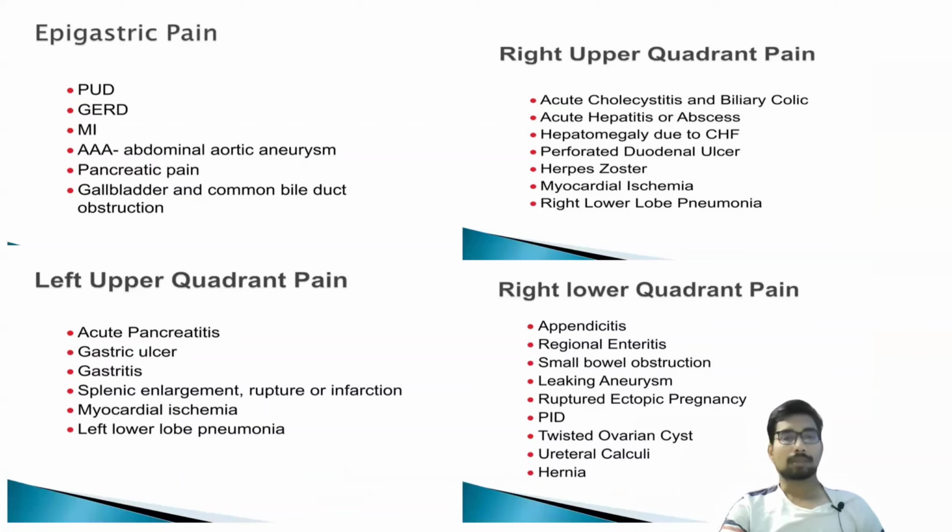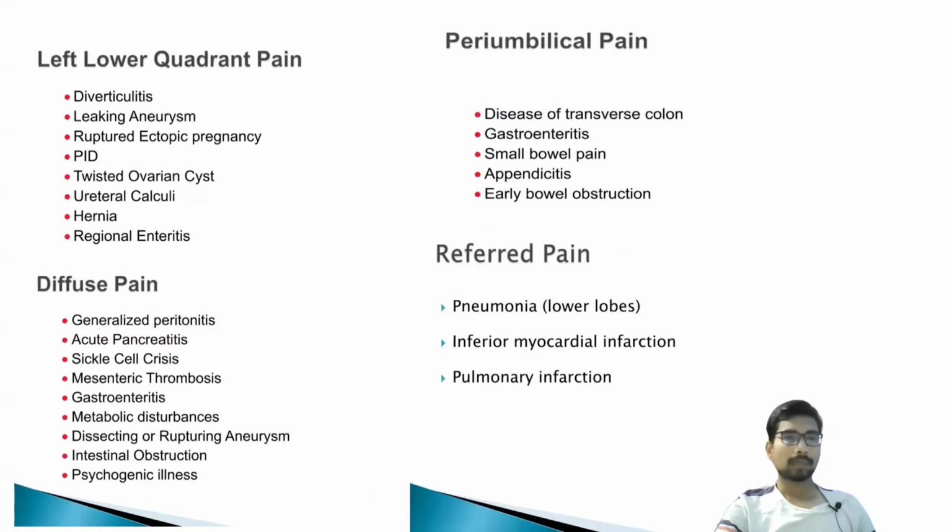Left upper quadrant pain causes are pancreatitis, gastric ulcer, gastritis, splenic enlargement, rupture or infarction, myocardial ischemia, and left lower lobe pneumonia. Right lower quadrant pain: appendicitis, regional enteritis, small bowel obstruction, leaking aneurysm, ruptured ectopic pregnancy, pelvic inflammatory disease, twisted ovarian cyst, ureteric calculi, and hernia. Left lower quadrant pain: diverticulitis, leaking aneurysm, ruptured ectopic pregnancy, twisted ovarian cyst, ureteric calculi, hernia, and regional enteritis.